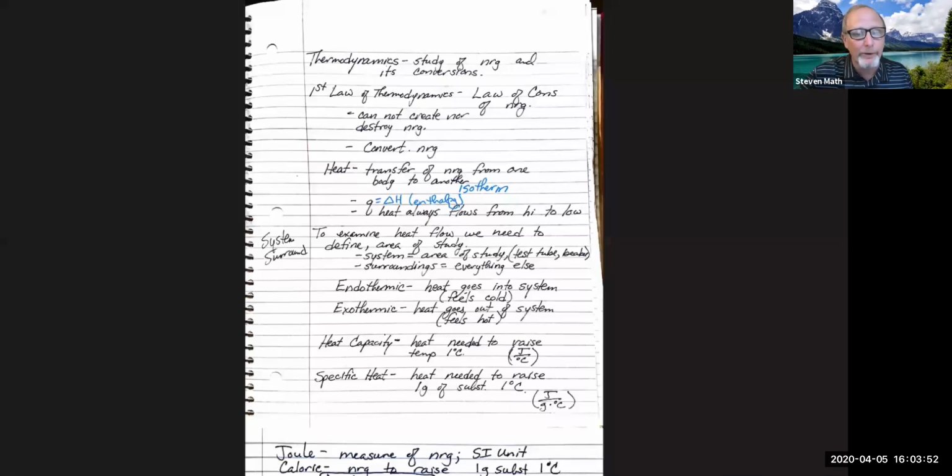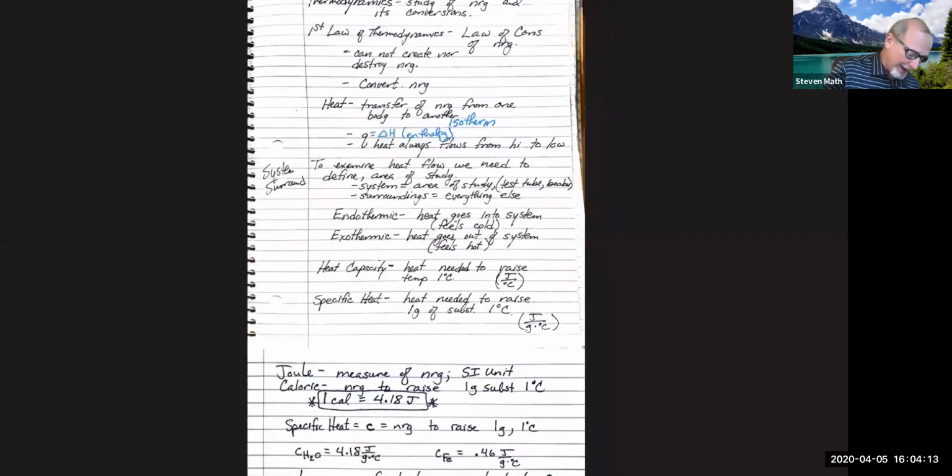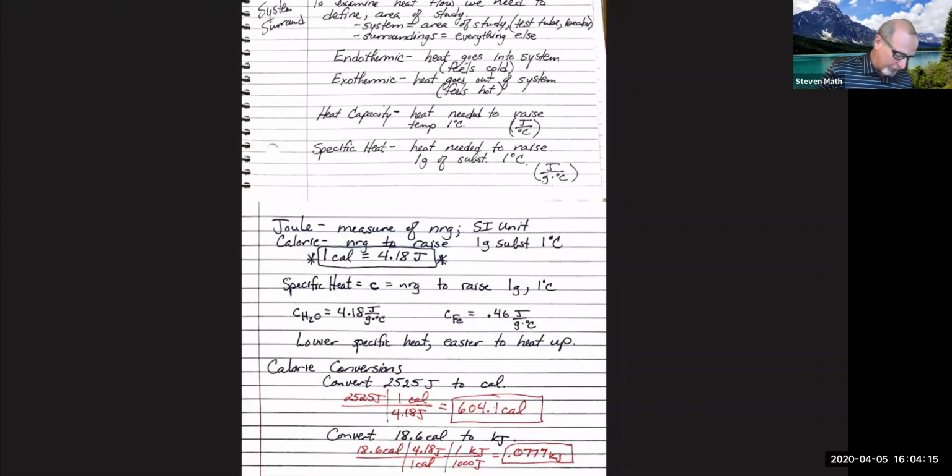We don't really have a choice. Something is either going to be part of the system, that area which we're going to study, or it's going to be surroundings, everything else that doesn't get studied. Now, when we think about that, we have terms that are going to help us describe. In this case, these terms are called exothermic and endothermic. And I think we've talked about these a little bit already.